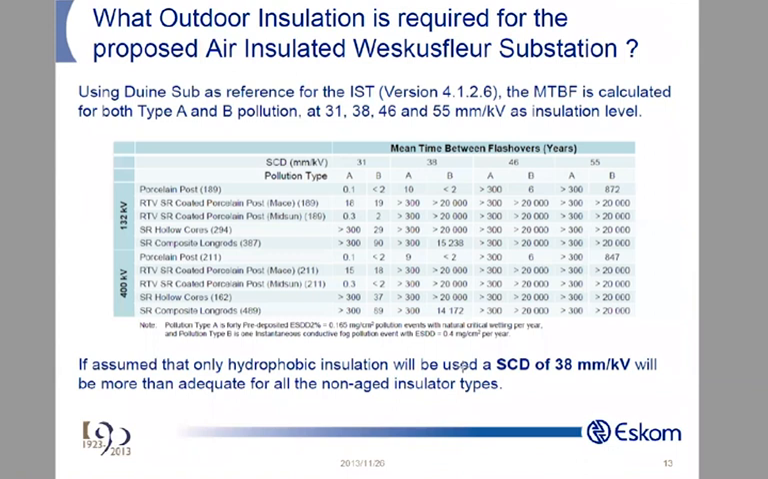You've got all these values. So this is now for the 132 kV sub. This is for the 400 kV sub. Right, let's start off. Okay, I specify 31 millimeters per kV.